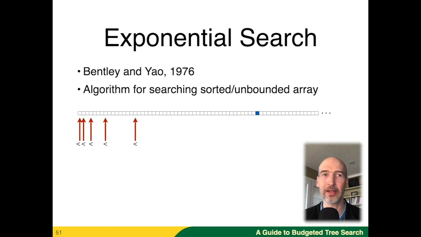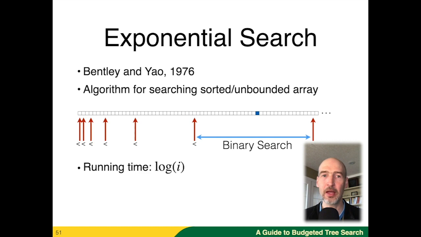So the 4th entry, 8th, 16, 32, eventually we're going to query some value that is greater than the value that we're looking for. And now what we have is a lower bound and an upper bound. The lower bound is too low, the upper bound of course is too high. And we can just do a binary search inside here. And doing that binary search will allow us then to find this element.